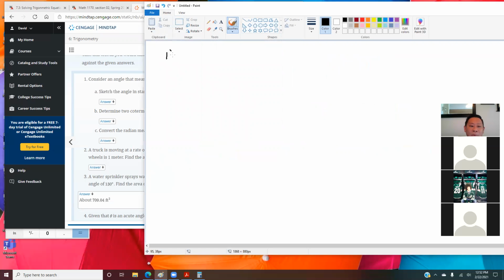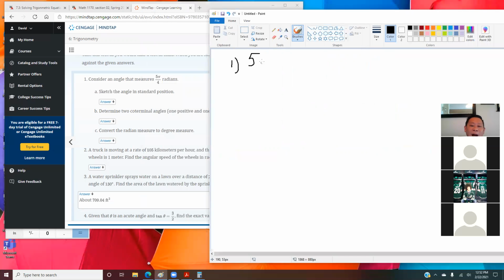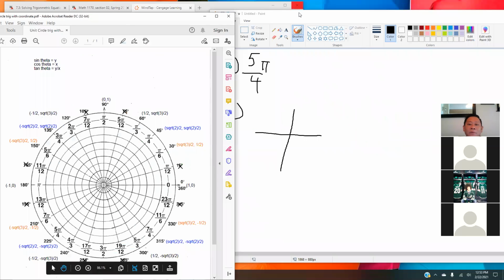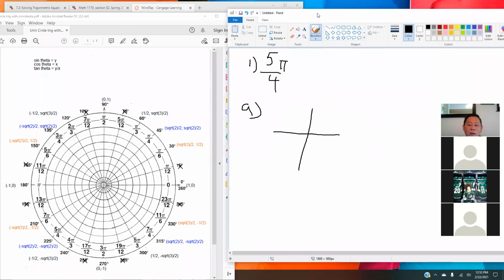All right, let's try number 1 because I'm skipping around here. Number 1 is giving us 5 pi over 4 radians. The first question wants you to sketch this angle. Does anyone know how to sketch 5 pi over 4 in standard position? If you need help, you can use your unit circle approach. Can someone tell me where 5 pi over 4 is if you want to sketch it? Quadrant 1, 2, 3, or 4?